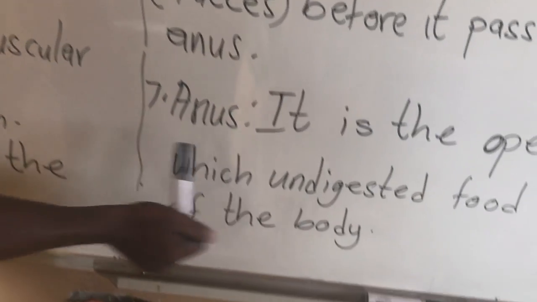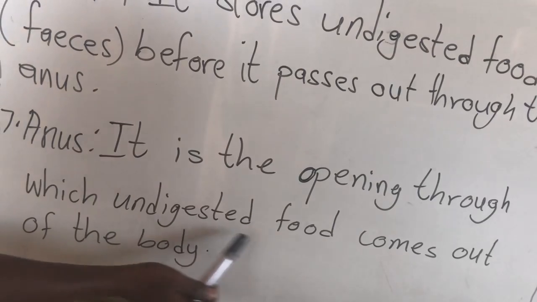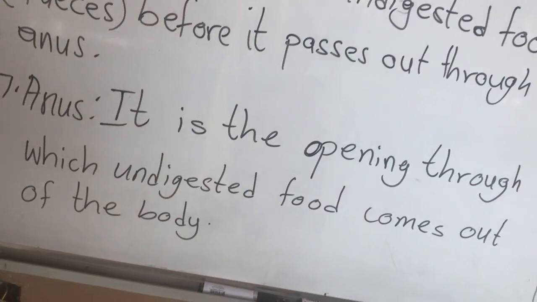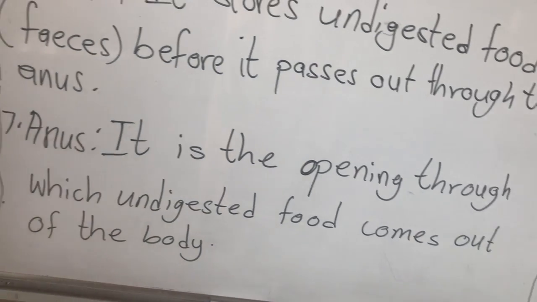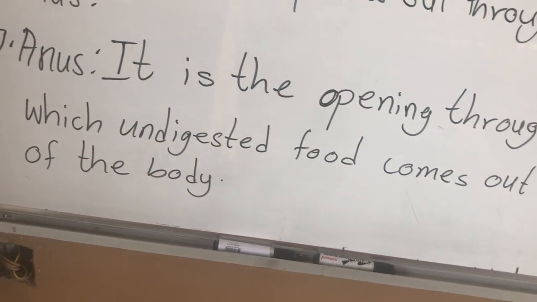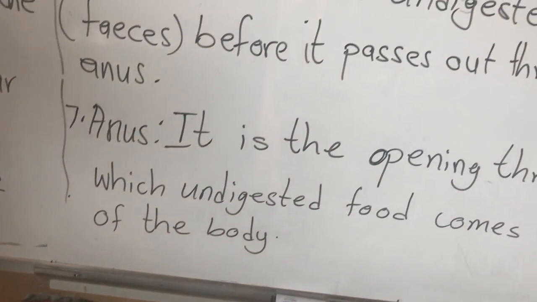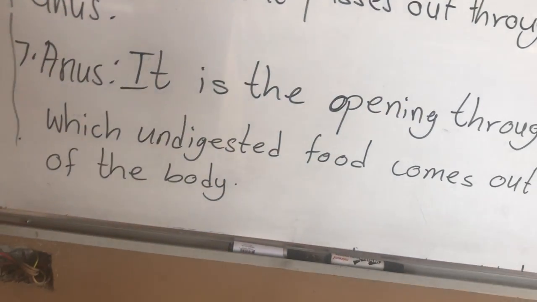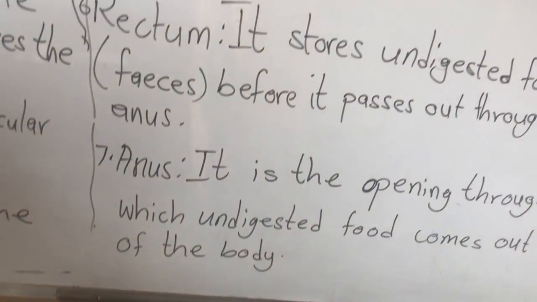Now the last one, but not the least, is the anus. It is the opening through which undigested food comes out of the body, okay? When you visit the toilet, the opening where the feces comes out is the anus. It is where the feces passes before coming out of our body.